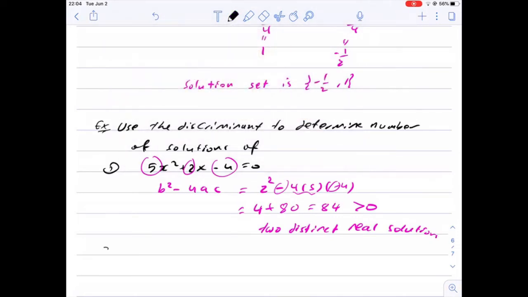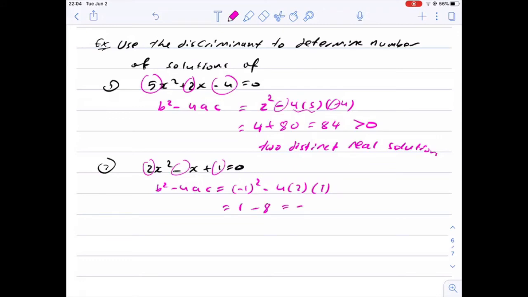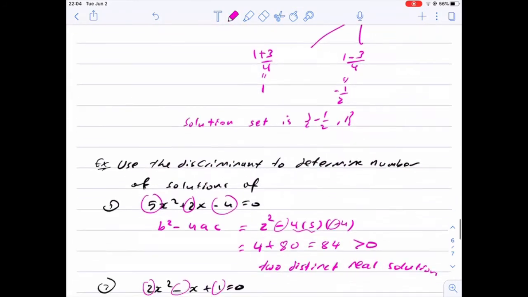Let's take another example. If we have 2x squared minus x plus 1 equals 0, we apply the same formula. B squared minus 4ac equals, what is b squared? Negative 1 squared minus 4 times a is 2, times c is 1, and this is 1 minus 8, which is negative 7, less than 0, so no solution. No solution because the discriminant is less than 0.